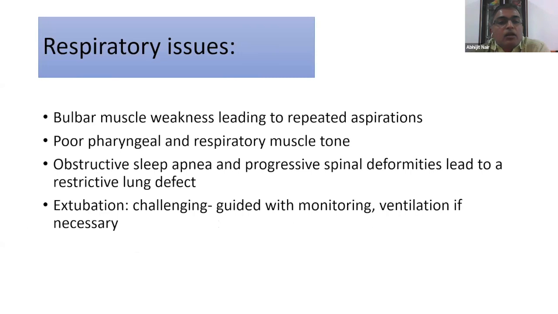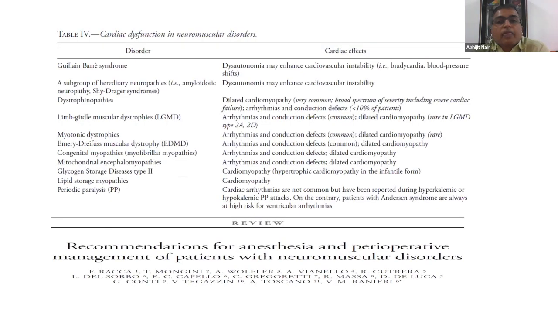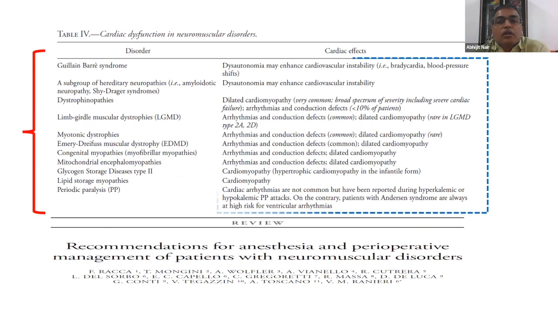This I have mentioned already in one of the slides previously, but I would like to emphasize: bulbar muscle weakness is a problem. They have poor pharyngeal and respiratory resting tone. They have spinal deformities and restrictive lung defect, and have an extremely difficult post-operative course, especially after extubation. So this is a slide showing all the neuromuscular disorders and the associated cardiovascular effect. Most of them have dysautonomia, and some of them have arrhythmias and conduction defect over a period of time, and certain disorders have underlying cardiomyopathy.